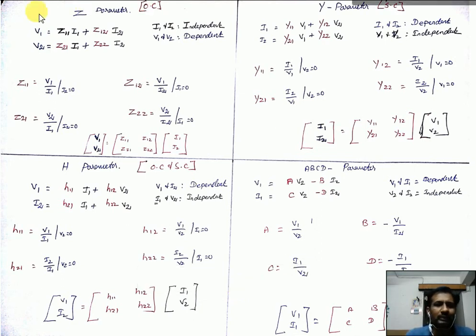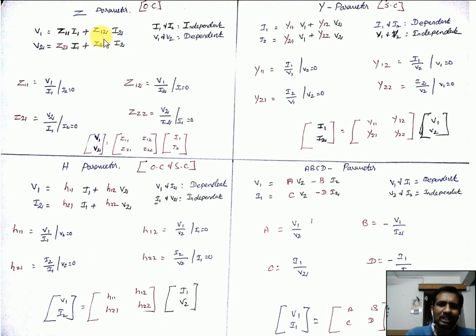So first one, Z parameters. It consists of a 2 by 2 matrix. Here you have V1 and V2, then Z11, Z12, Z21, Z22, into I1 and I2, so it is a matrix formation. This comes from the general equations, the V1 equation and then the V2 equation. V1 means Z11 I1 plus Z12 I2. Similarly the second equation, and together they form the 2 by 2 matrix.